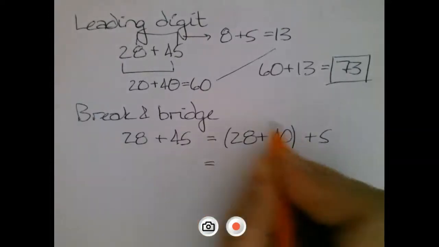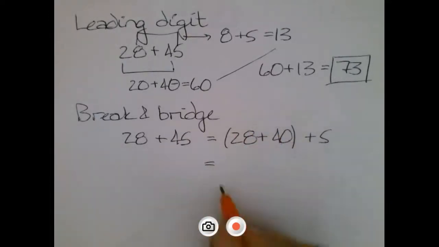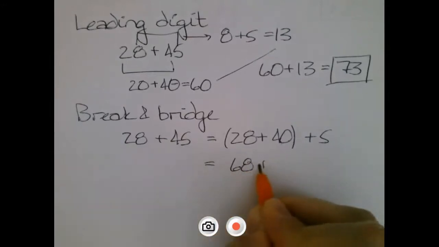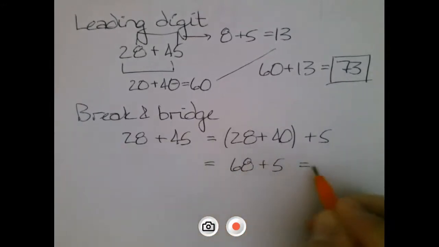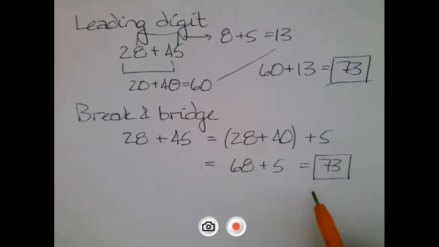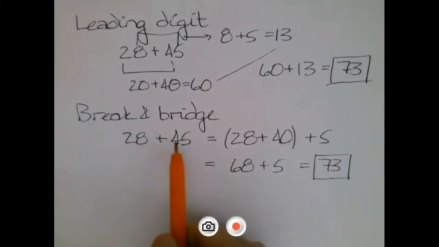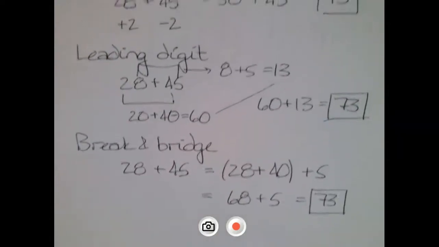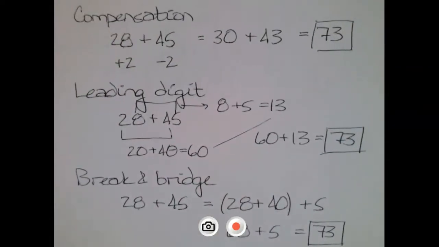I can do this quickly because 40 ends in 0. This is 68 plus 5, and then that's just single digit addition. 68 plus 5 is 73. If I'm adding up scores for a test, say, this is what I do. I go 28 plus 40 is 68, and then add on the ones place. So you can think about which ones of these you use when you're adding in your head.